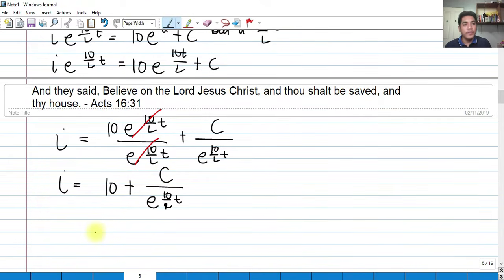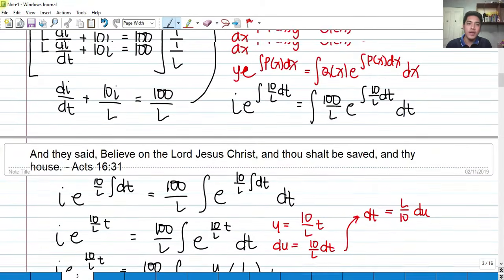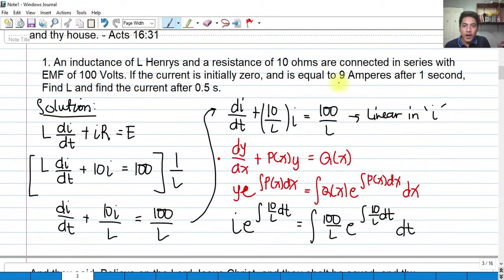Okay? So, now, in order for us to find L, okay, we need some certain condition. Okay? But we know that our problem has given initial condition for I. Okay? And we have another condition that if time is equal to 1 second, the current is 9 amperes.